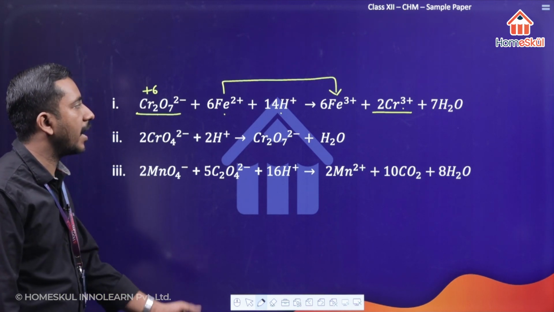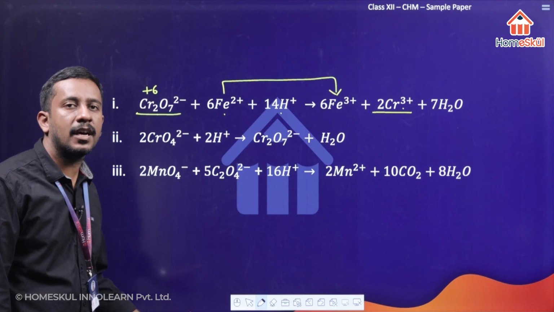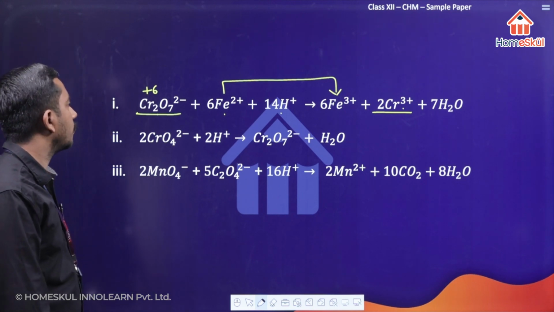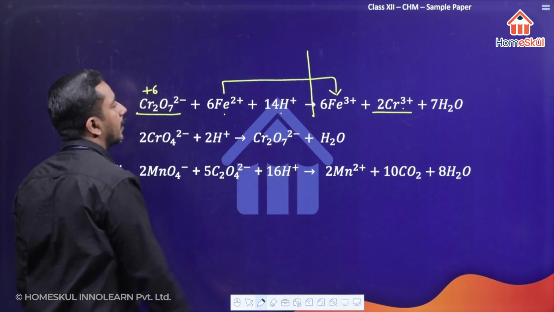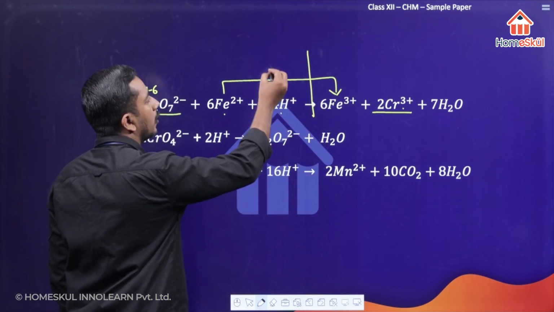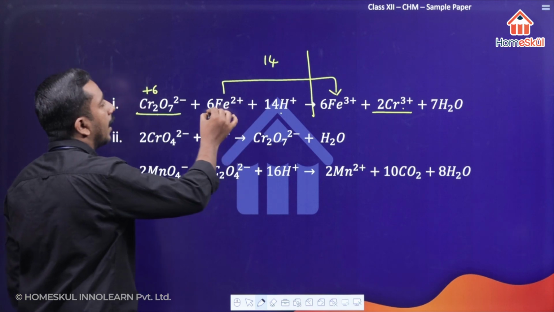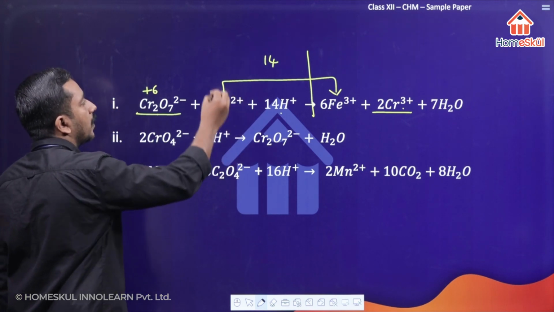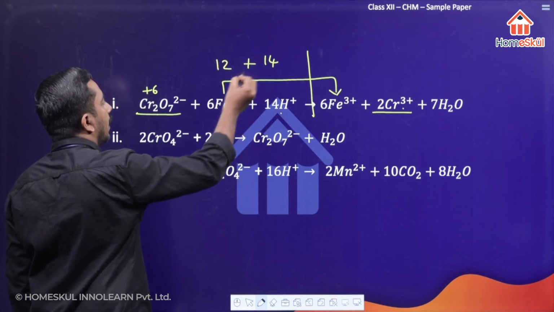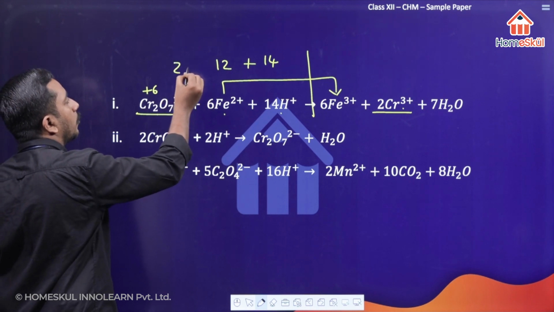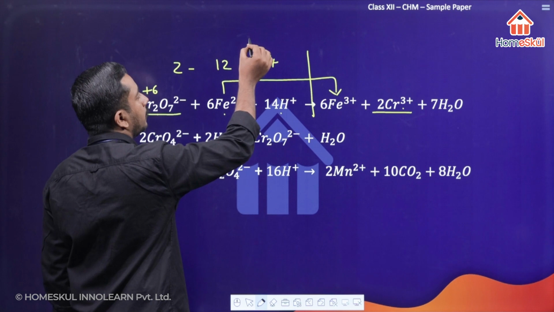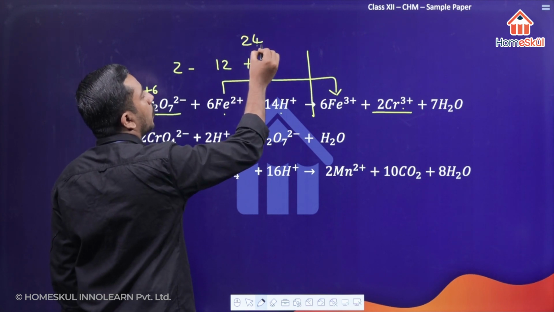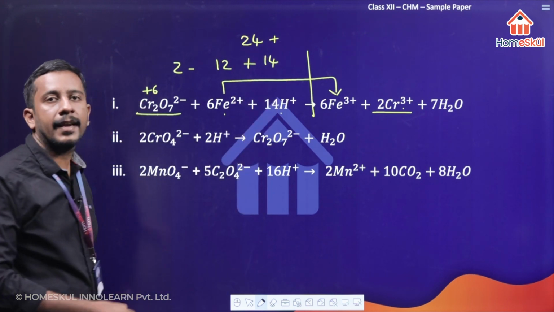So after you write the balanced equation, we have to check whether the charges are equal on both sides of the reaction. So here we have the total charge. If you consider the LHS of the reaction, the total charge will be 14 into plus 1, that is 14. And owing to 6 Fe2+, we will have 12 positive charge. And for Cr2O7 2-, we have 2 negative charge. So we will have a total of 24 positive charge that is present in the LHS.